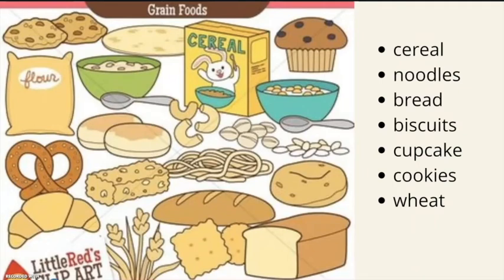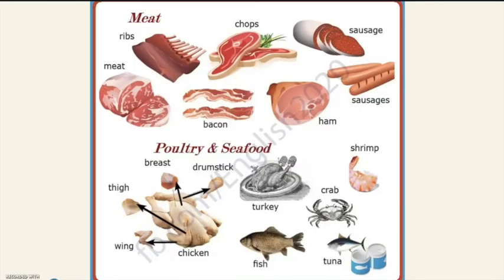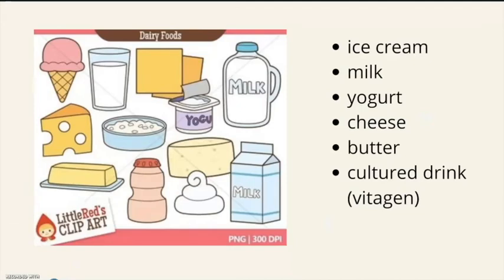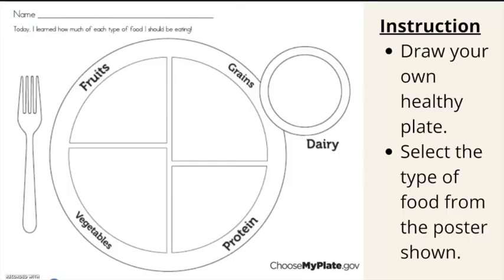For grain, you can select the examples from here. For meat and seafood, you can select from here, or you can add on more types of meat. As for fruits and vegetables, the choices are here, and any addition is also welcome. As for dairy food, we do have the examples here as well for you to refer to. Thus, your project is to draw your own healthy plate and present it to your friends. You can take a photo of it and share it with your friends in our Telegram group.